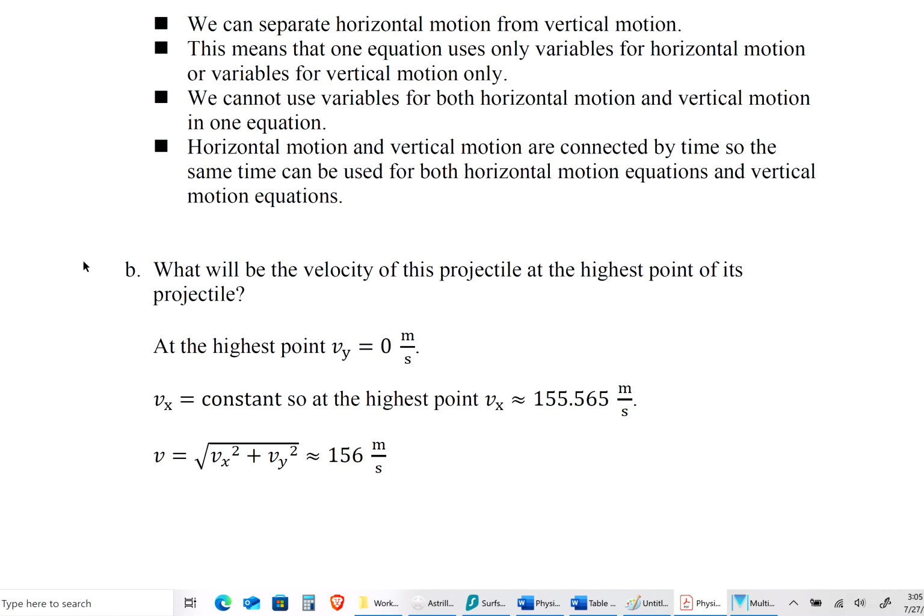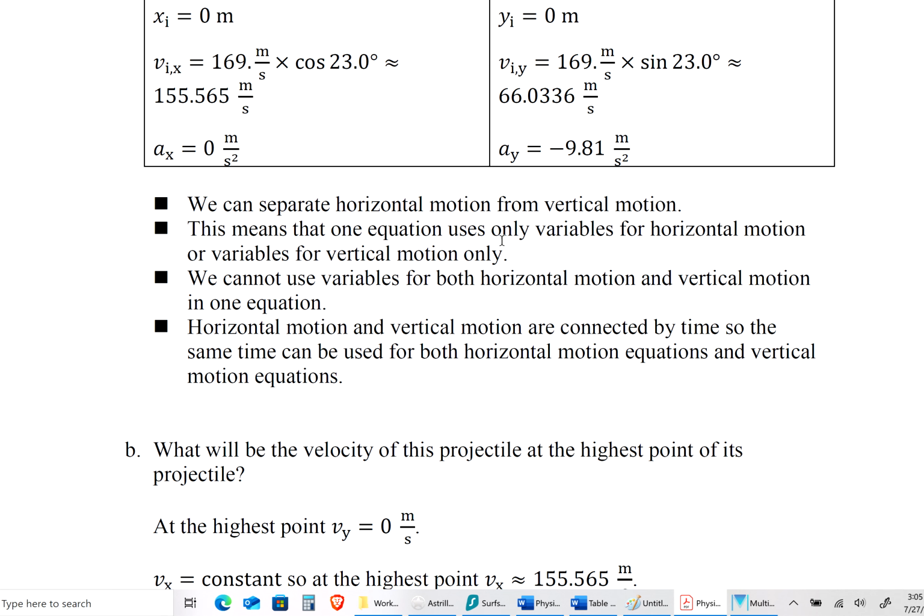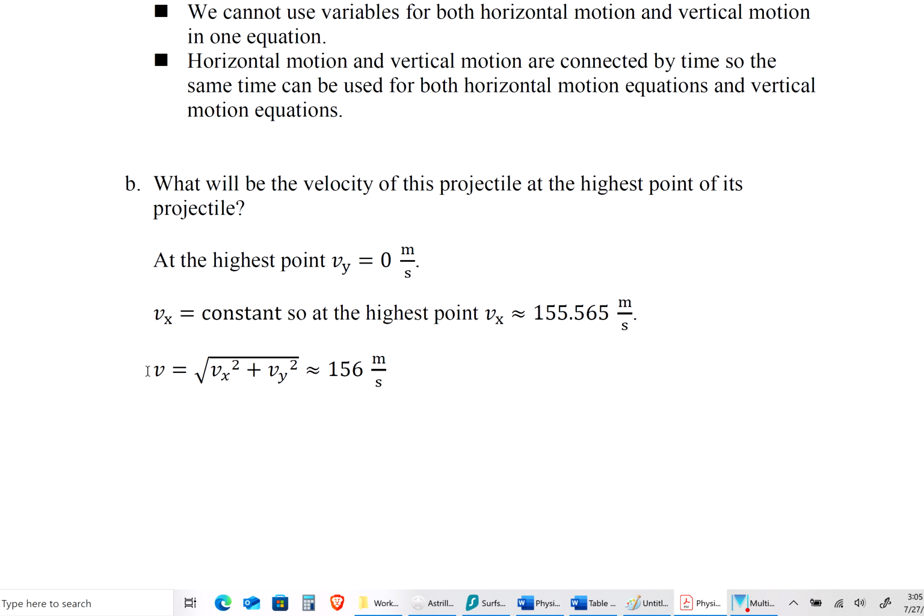Part B, what would be the velocity of this projectile at the highest point of its trajectory? At the highest point, v sub y is 0, and v sub x is constant. So v sub x is this, at the highest point, like it always is. And v sub y is changing. So v sub y is going to be 0 at its highest point. So using this Pythagorean equation, we get about 156 meters per second.